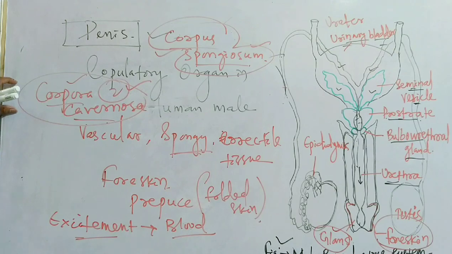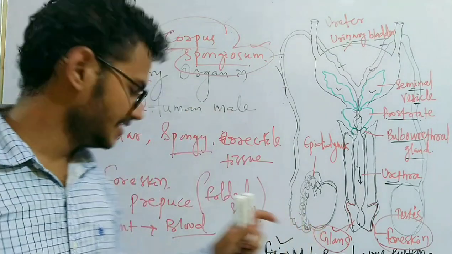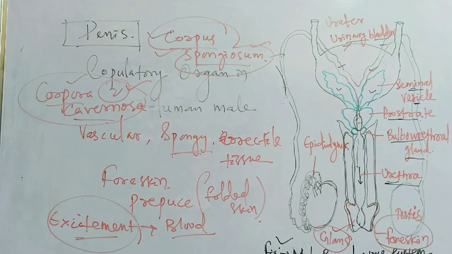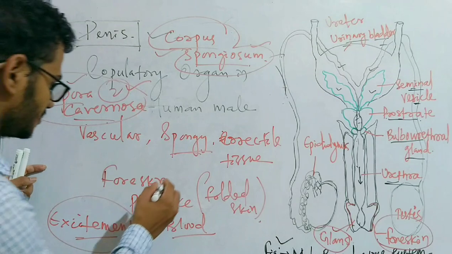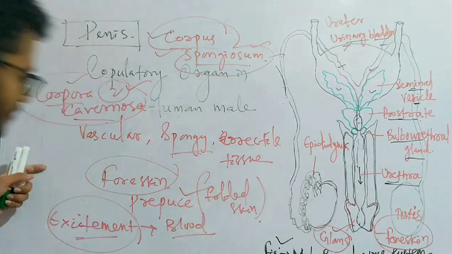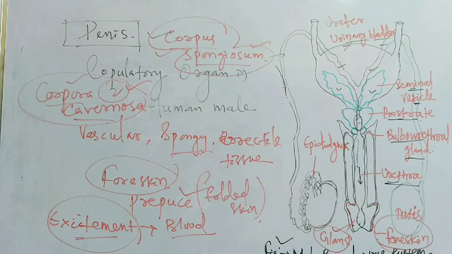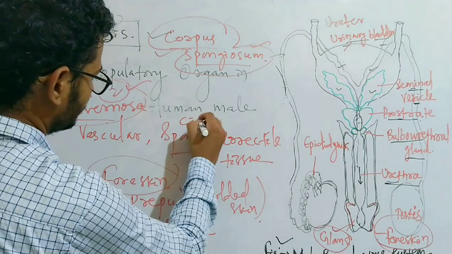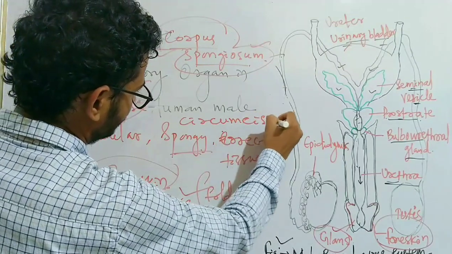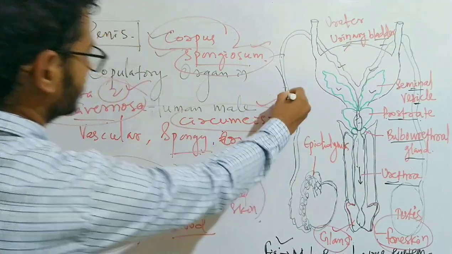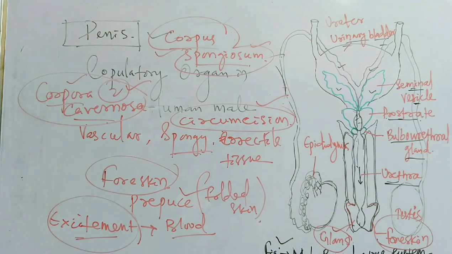These tissues are filled with blood during excitement or during sexual intercourse, and the surgical removal of the foreskin or the prepuce is known as circumcision.